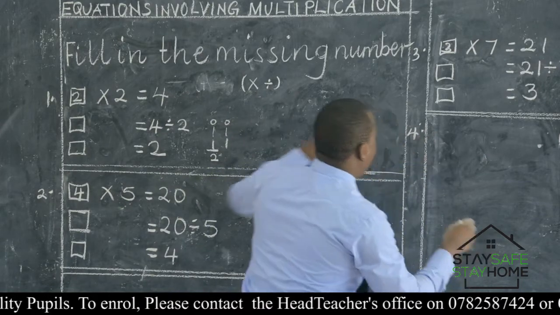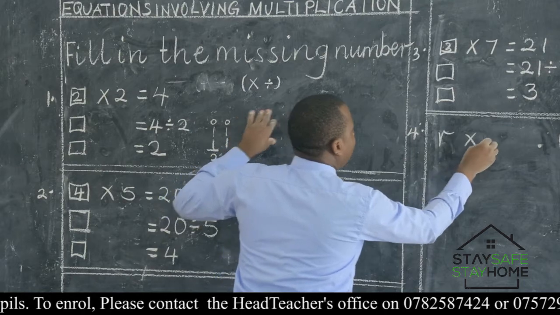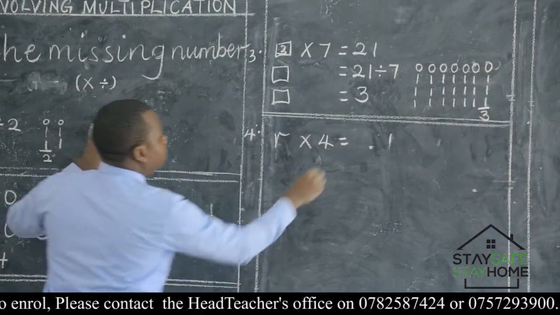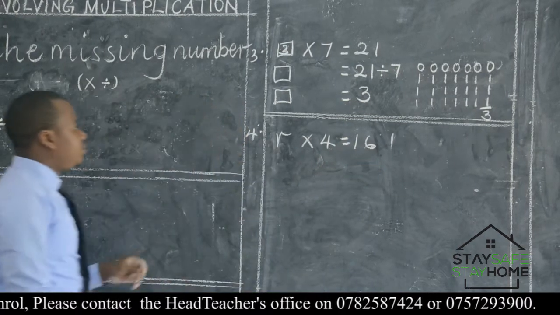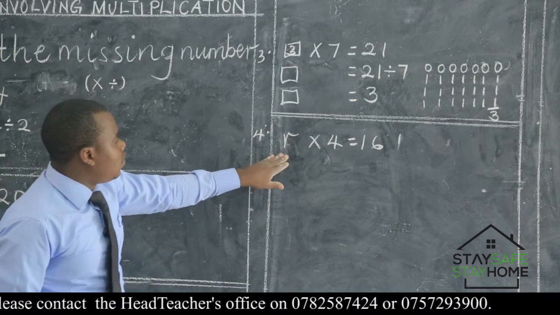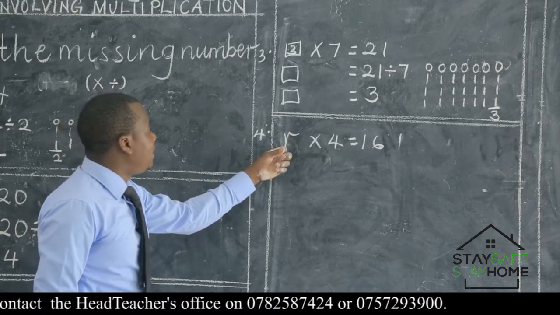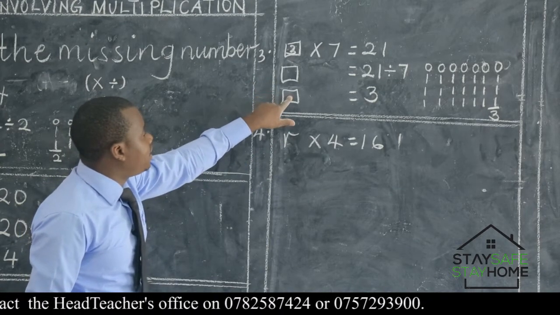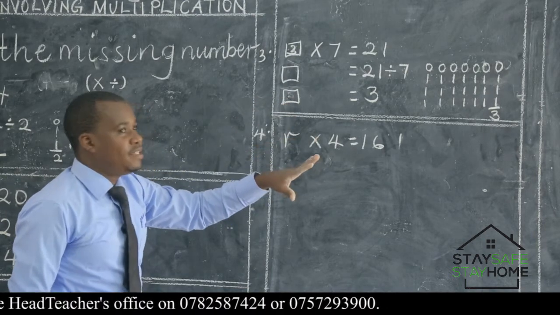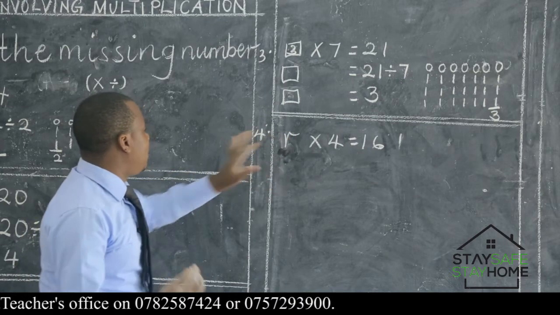Now, what do we have here? I have R times 4 equals to 16. R times 4 equals to 16. What are we going to do here? Still follow the same. This is a letter. It is just working as our symbol, as a box. They have the same purpose there, because we use a symbol or a letter to represent a number.